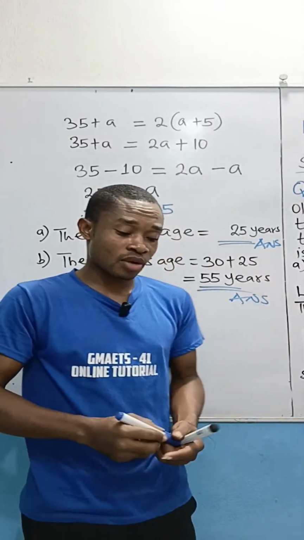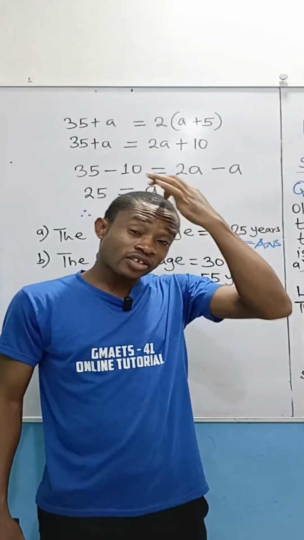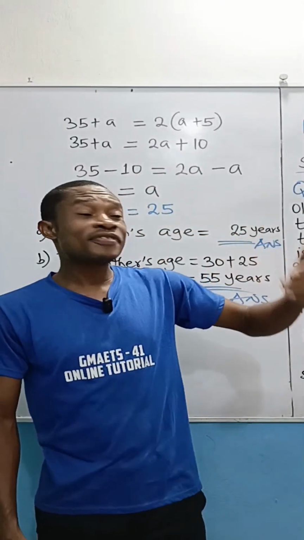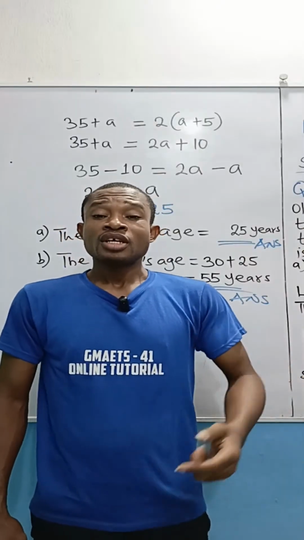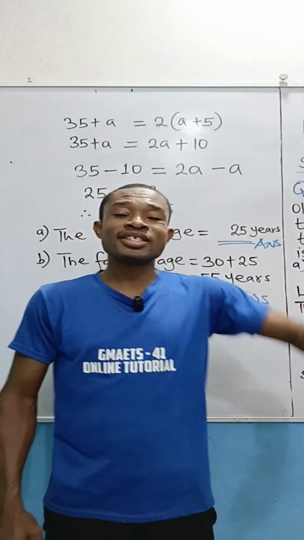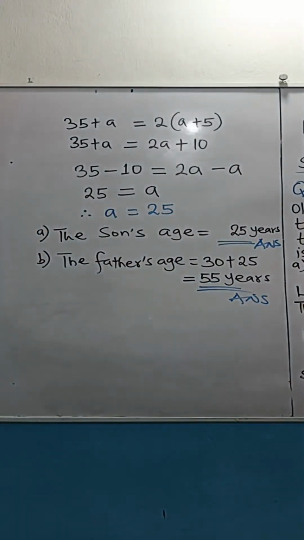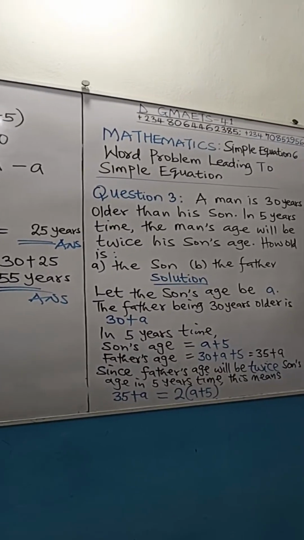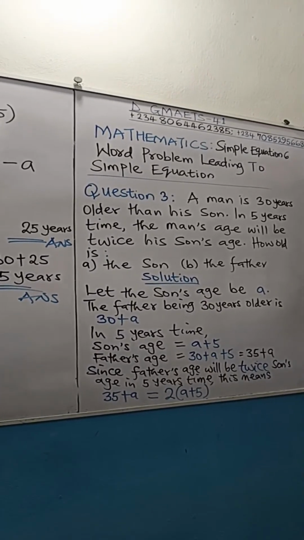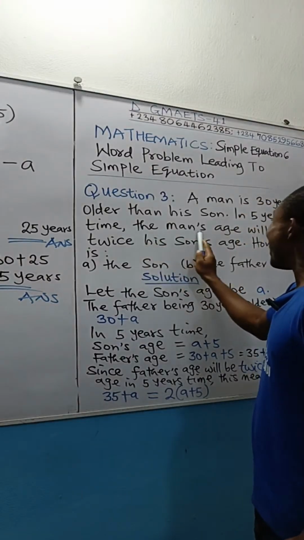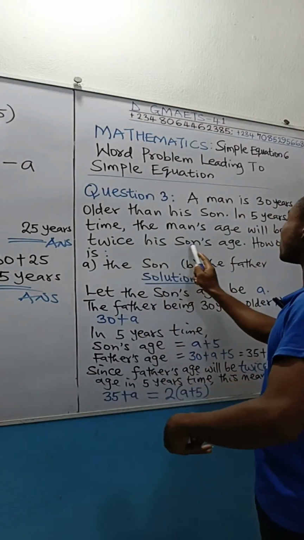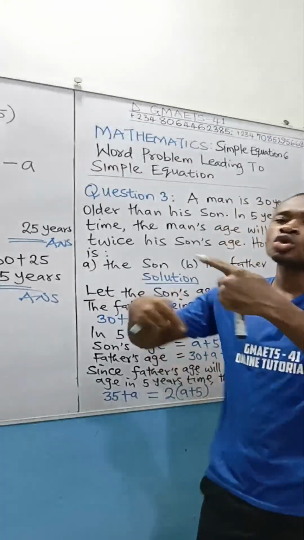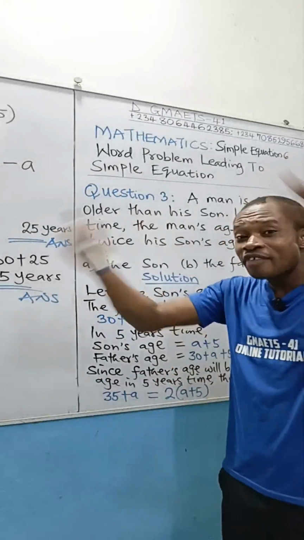But I just want to say something. Think of that part of the question that said, in 5 years' time, the father's age will be twice the son's age. Let me adjust the camera so you can see that statement. In 5 years' time. Take a look. Good. You see that part that said, in 5 years' time, the man's age will be twice his son's age. That is, the man's age will be 2 times the son's age in 5 years' time.